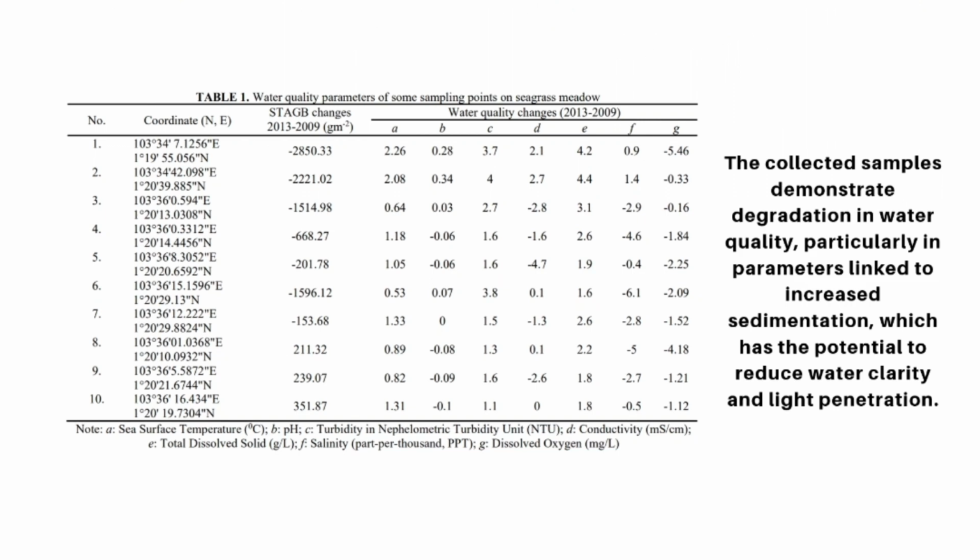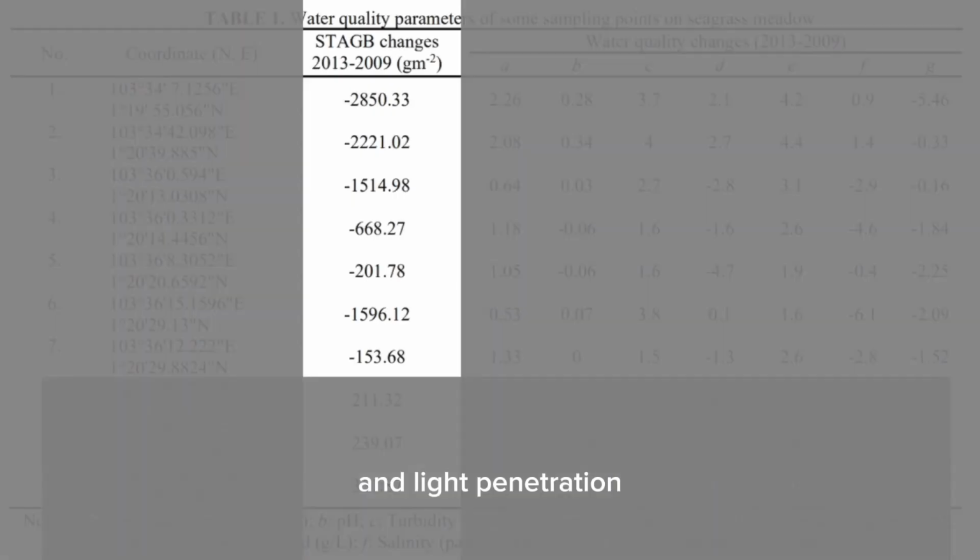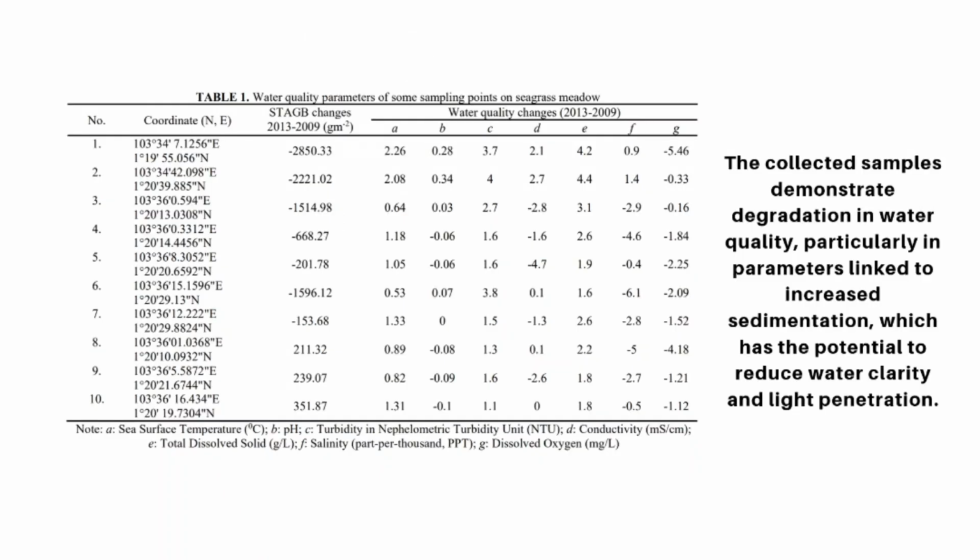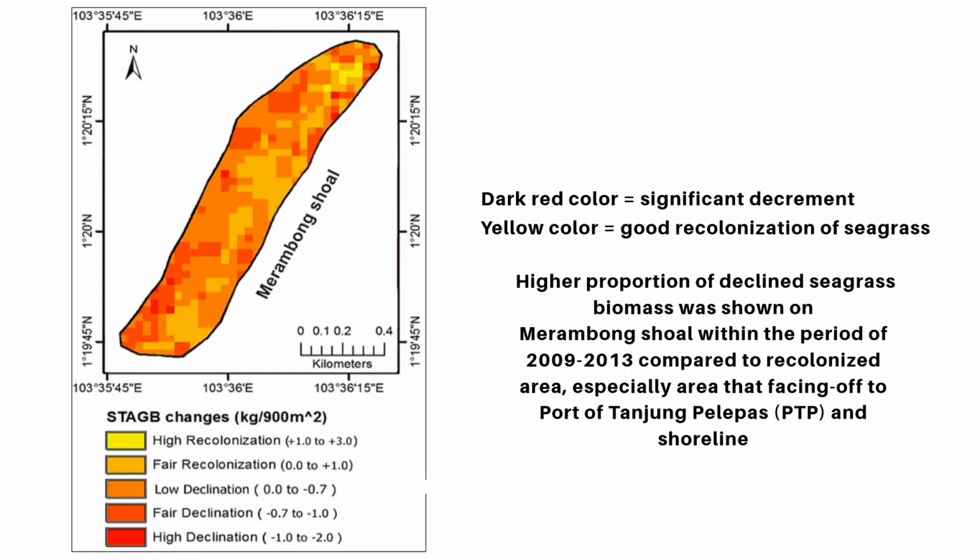This table reveals changes in water quality parameters in the seagrass area, which are potentially related to the decline in seagrass biomass. The collected samples demonstrate degradation in water quality, particularly in parameters linked to increased sedimentation, which has the potential to reduce water clarity and light penetration. Negative symbols in the STAGB changes column indicate a reduction in seagrass biomass. Around 70% or 25 of the collected samples from seagrass beds show a decrease in seagrass biomass, corresponding to a decline in water clarity in the Merambong area.